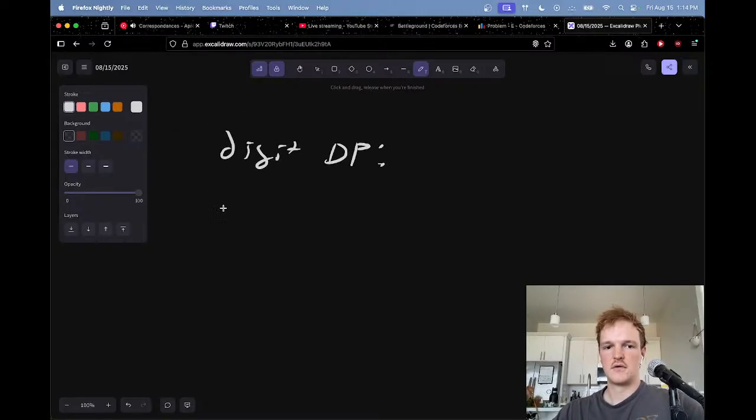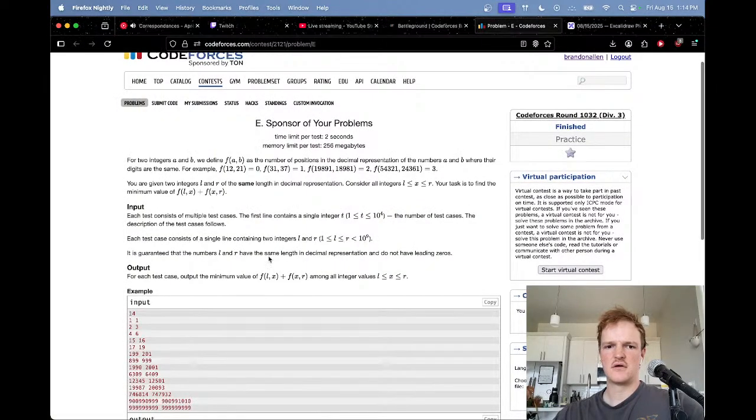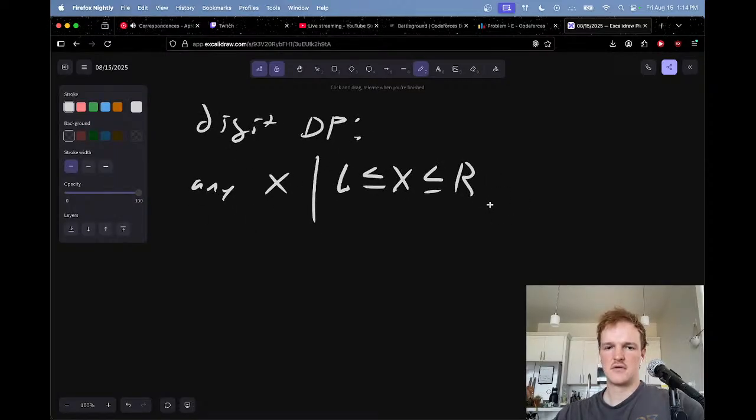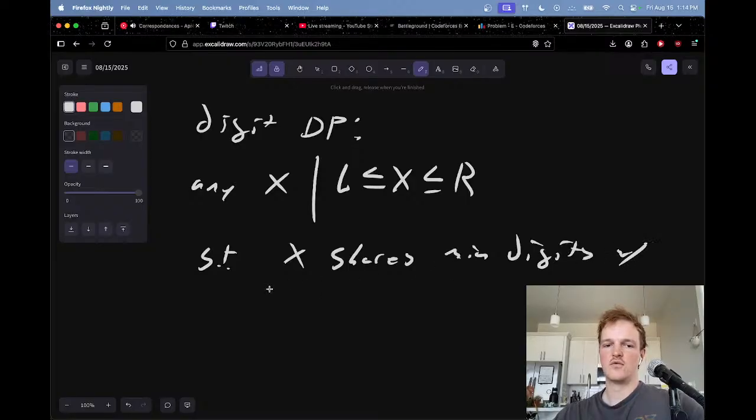So any x where L is less than or equal to x is less than or equal to R. Okay, yeah, it is less than or equal to. Such that x shares min digits with L or R.